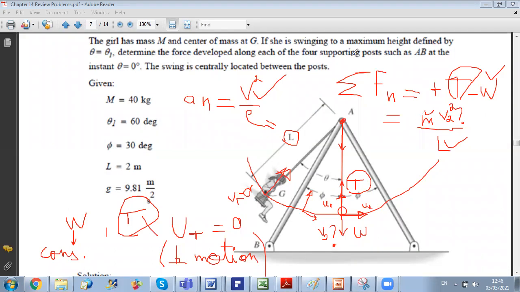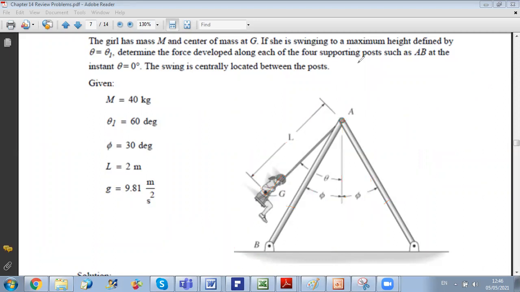Whenever we want to apply conservation of mechanical energy, we should define the potential function. Since only the weight is doing work, we only have the gravitational potential. For the gravitational potential, we should select a reference. The most convenient choice will be this one. But whatever your reference, it will not affect your final result, because at the end what you care about is delta y, the variation of position, which will be the same.